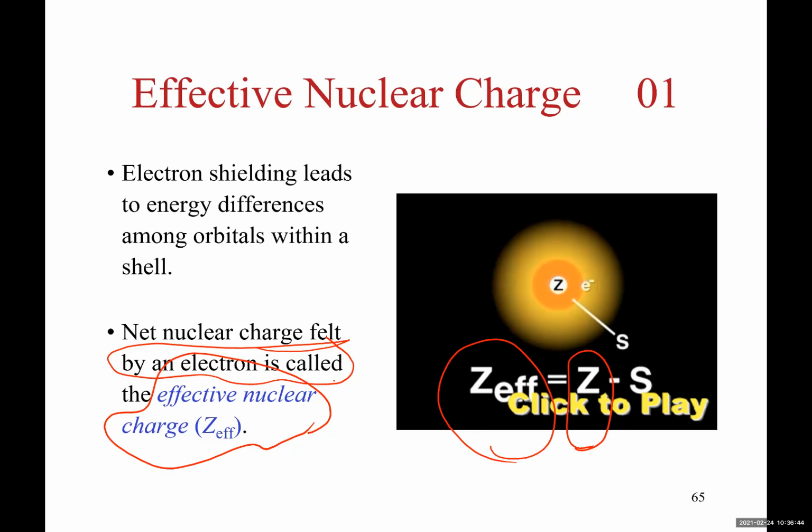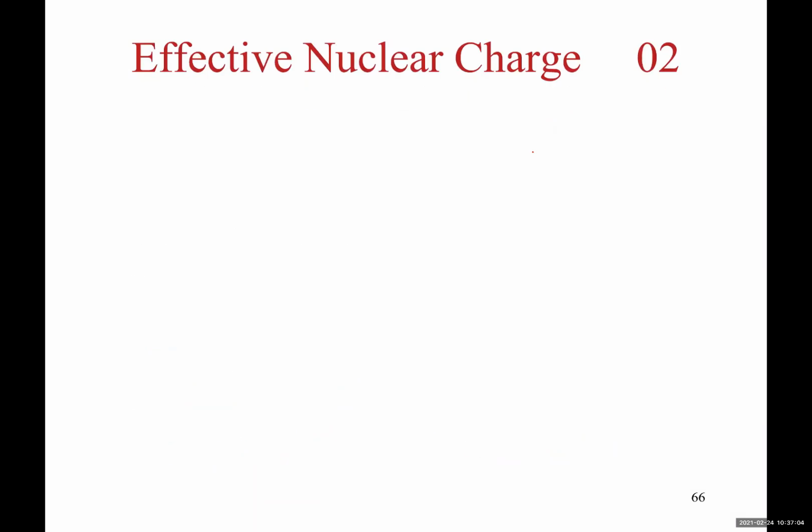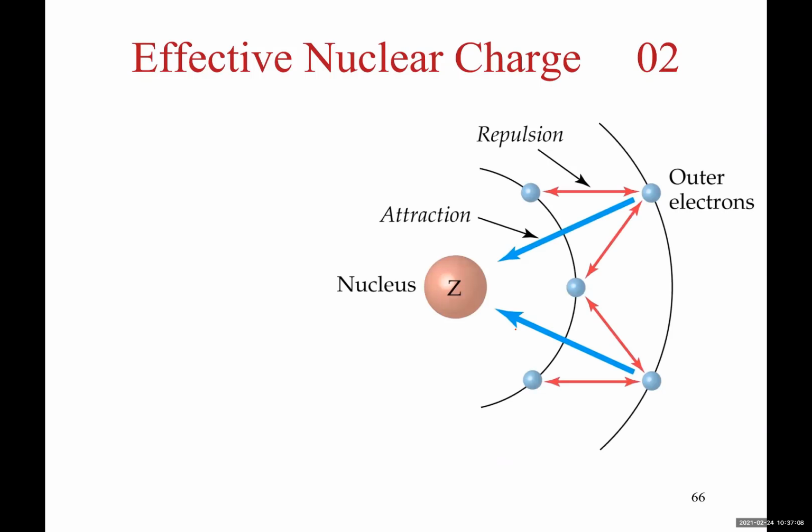The amount of heat that you receive from sunshine when you are sitting under the shade of a tree, we call that effective heat from the sun. Why? Because part of it is shielded, of course, by the tree. So this is the logic.